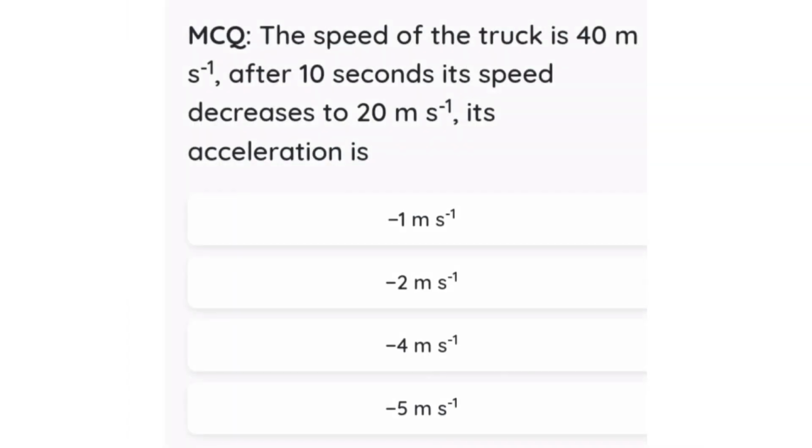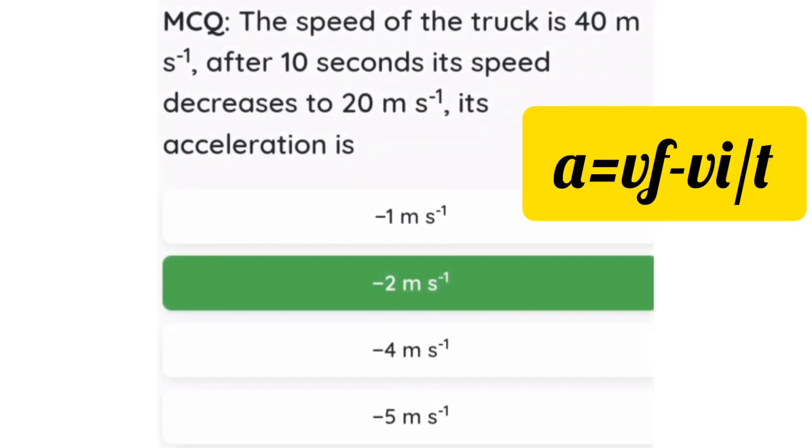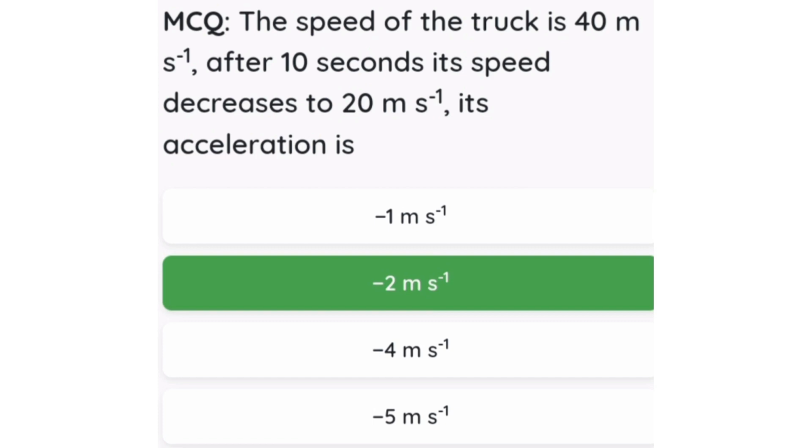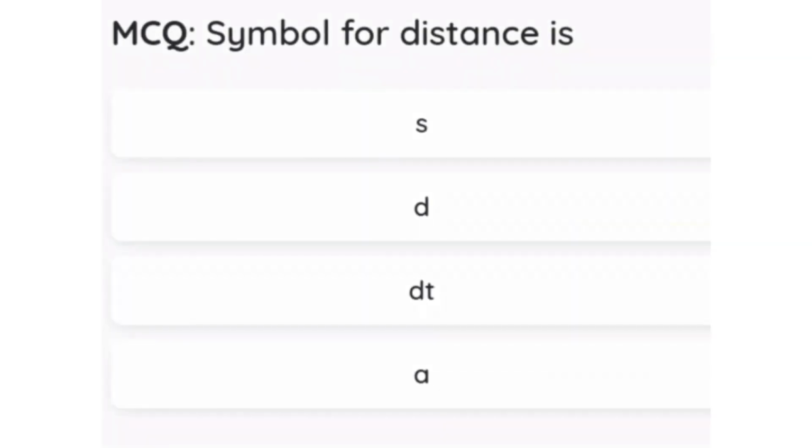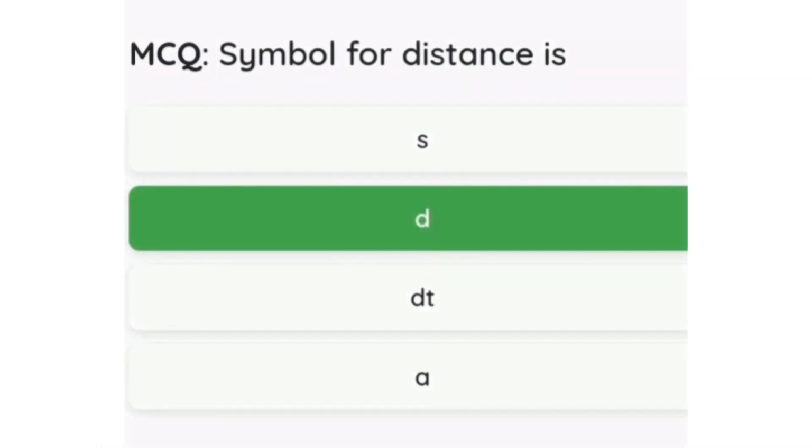And the next: the speed of the truck is 40 meters per second. After 10 seconds its speed decreases to 20. Its acceleration is what? By using this formula, acceleration is equal to (Vf minus Vi) over t. So the right answer is minus 2 ms^-2. So the right unit is ms^-2. Next is the symbol for distance. As you know, we represent distance with the symbol small d. So the right answer is small d.